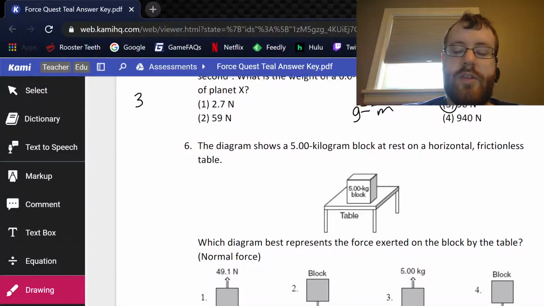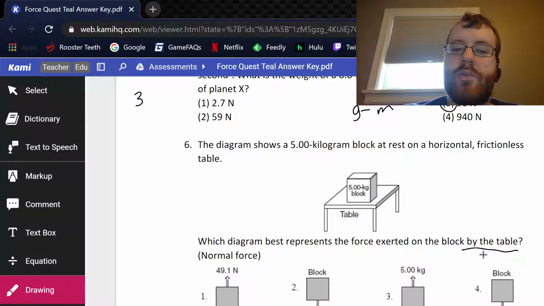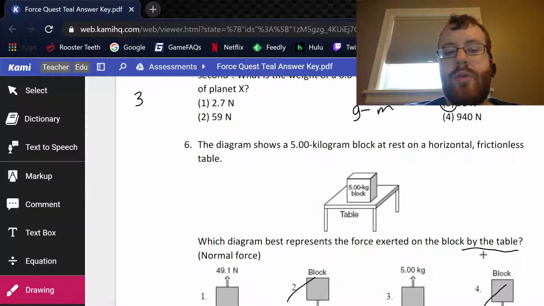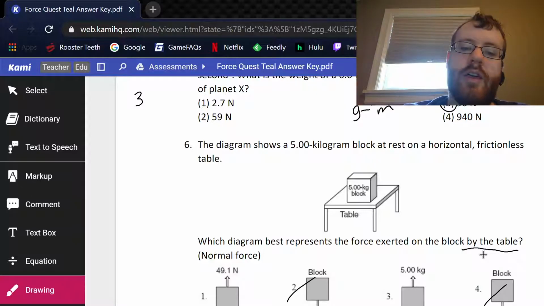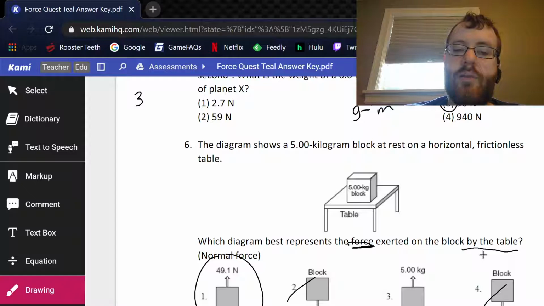All right, I do like this question a lot, though it is simple. So which diagram represents the force exerted by the table is the key thing. So the table is pushing up on the block. So right away, I know it's not 4 and not 2 because the table is holding the block up. Now, the key thing is we're looking for force here. So right away, we should be thinking of newtons, and it is, in fact, the 49.1 newtons.